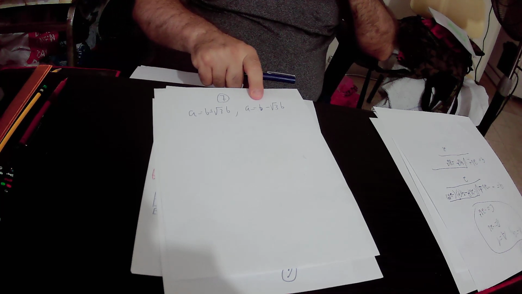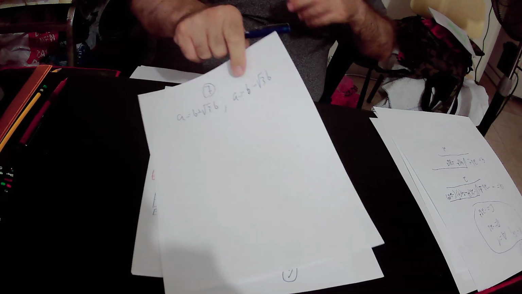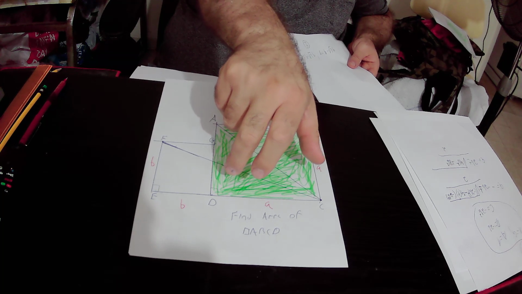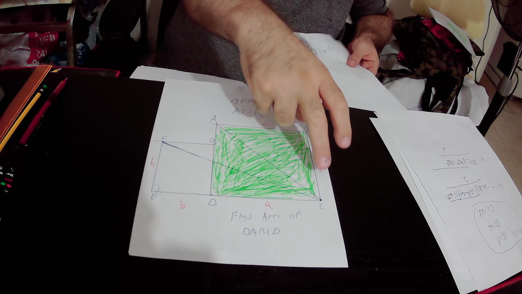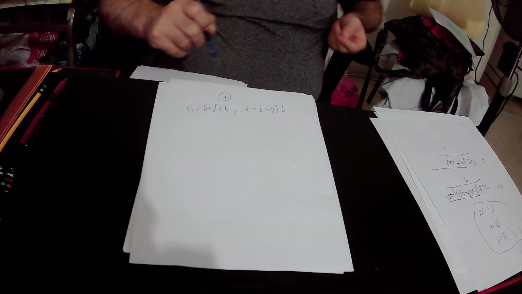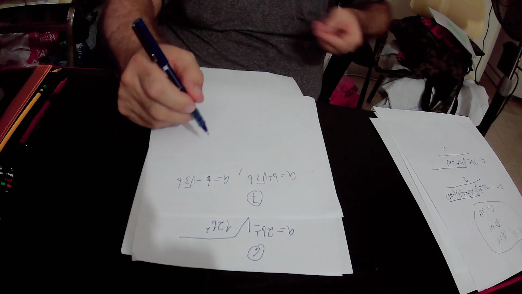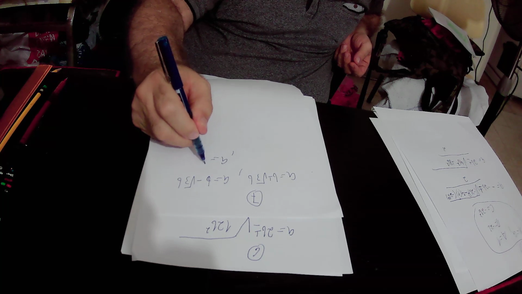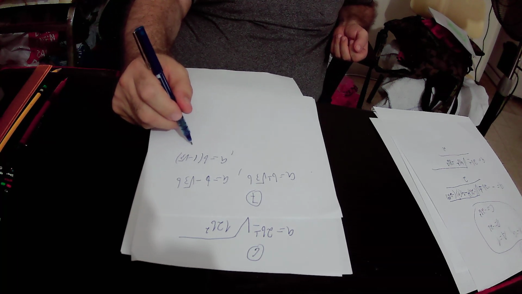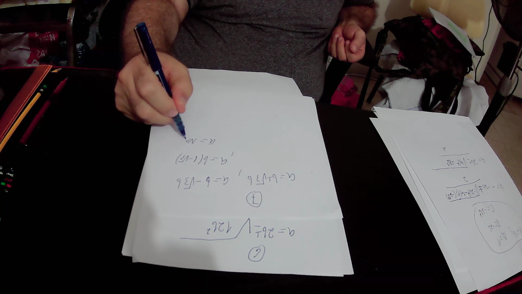But this solution is not correct because A is the side of the green square, and a size is always a positive number, so it cannot be a negative number. If we take a common factor B out of this equality, we get A equals B times, in the brackets, 1 minus root 3. And 1 minus root 3 is negative, times positive is negative. So A is a negative number.